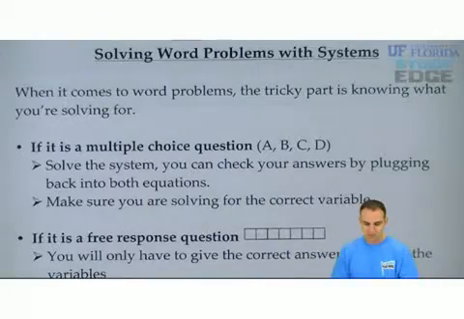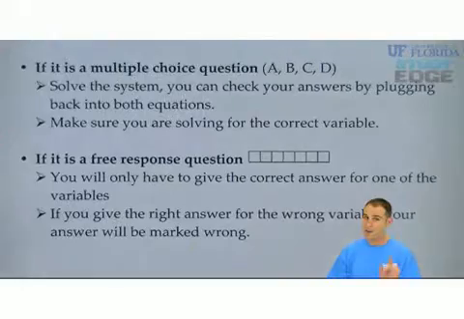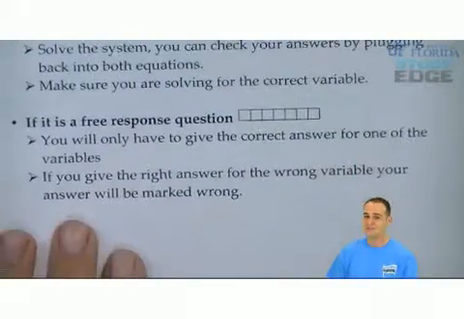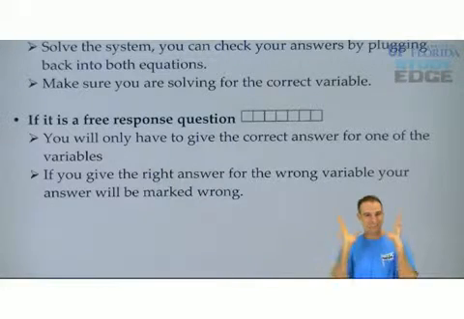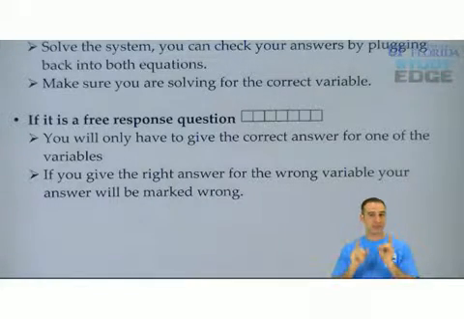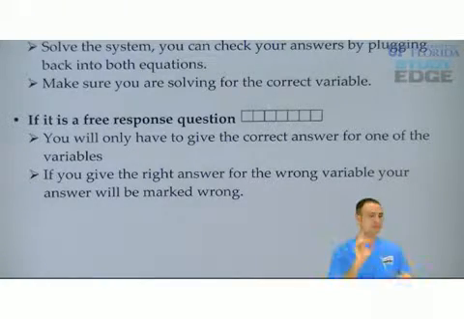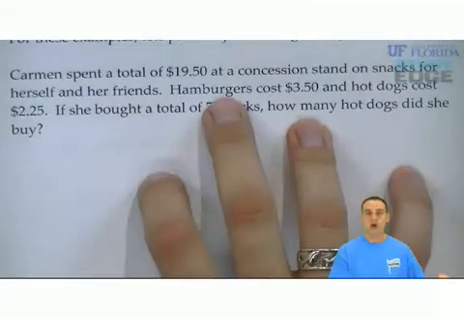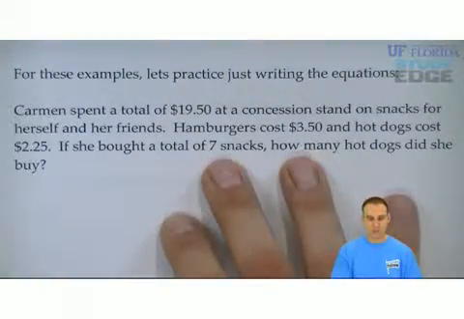Or, if it is free response, then you only have to give the correct answer for just one of the variables. But if you give the right answer for the wrong variable, the answer is wrong. So keep that in mind. Make sure you're answering the correct variable for a free response. So the first thing I want to discuss is actually, let's practice just writing these equations out. So we're going to do 2 of these to begin with.